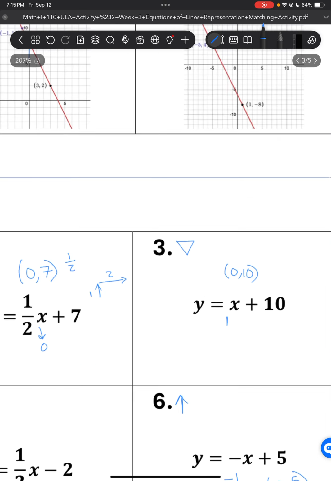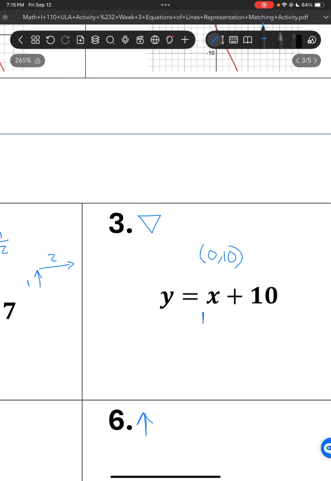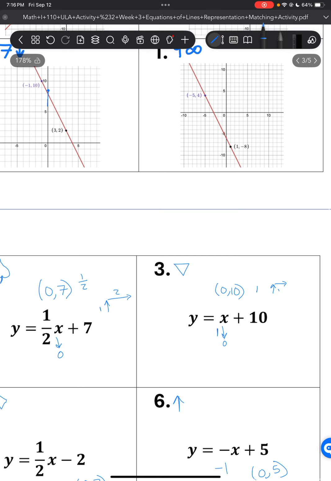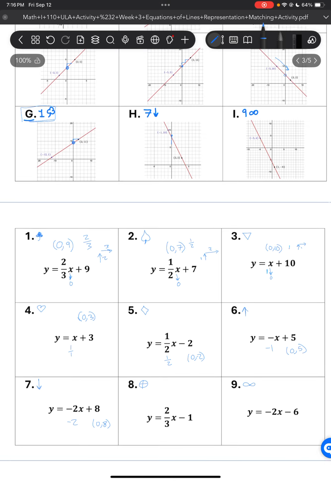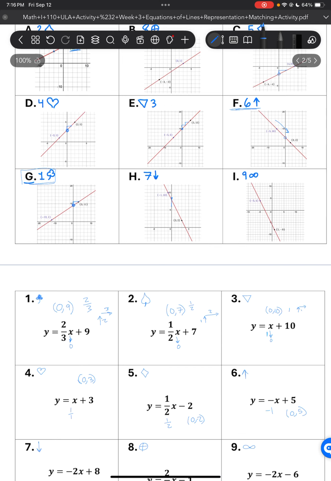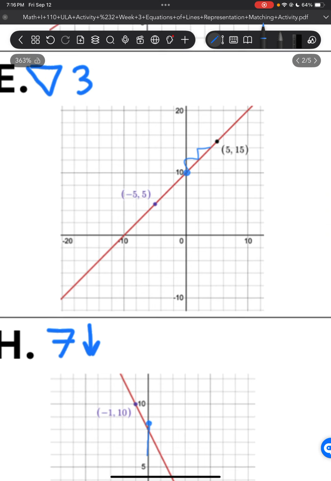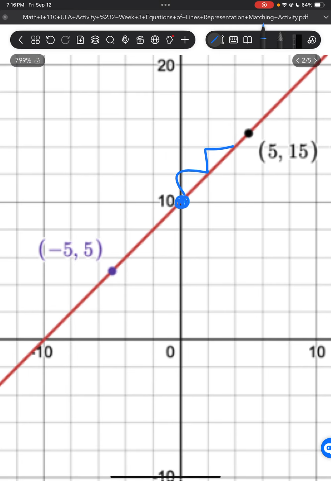Okay, number 3. Again, we have our intercept. We plug 0 for x, we get (0, 10). And we have a slope of 1 here, so we're going up 1 and over 1. So let's see if we can find anything that matches that. And indeed we do right here. It passes through (0, 10), and we have that matching slope there.